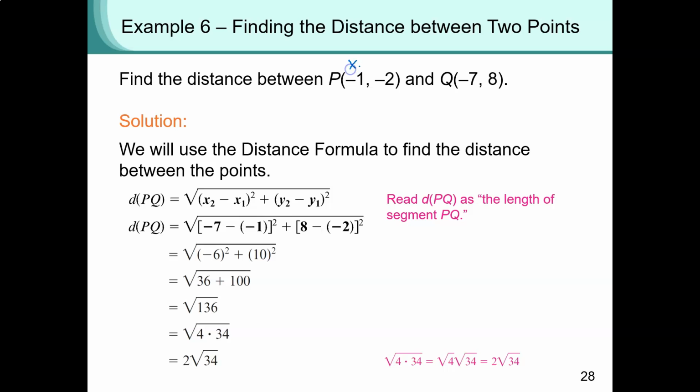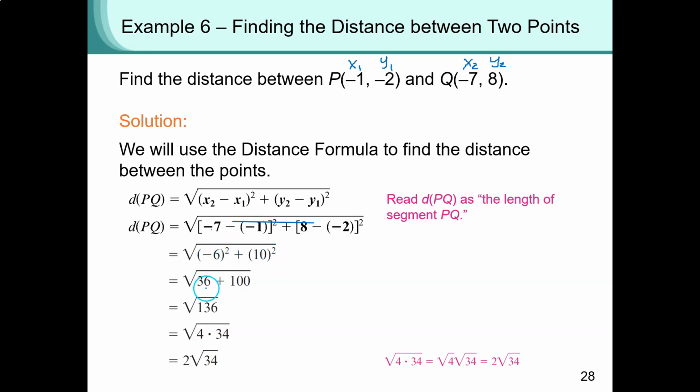But you need to decide which one is x1, which one is x2. You can swap, it doesn't matter, but you need to define it first so that you will not apply the formula in the wrong direction. So we use this formula: x2, I have -7, minus x1, so minus -1, and everything squared, plus y2 minus -2, and then everything squared. So now we clean up here: -7 plus 1 turns to -6, everything squared, plus 8 plus 2, you will have 10, everything squared.